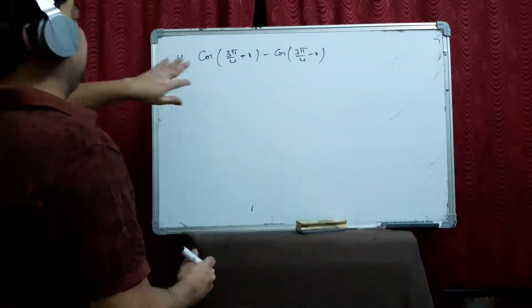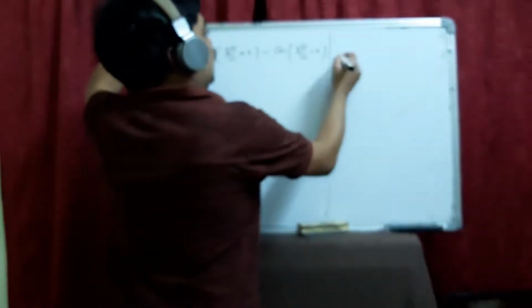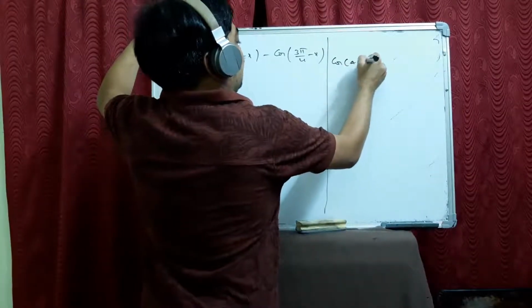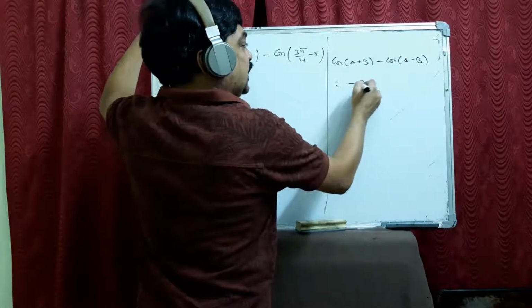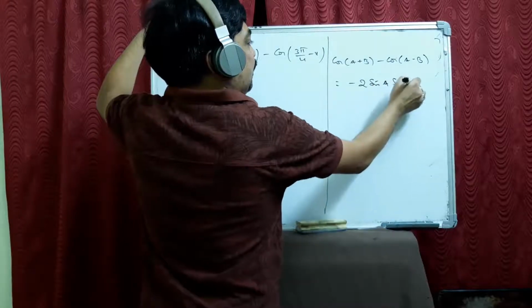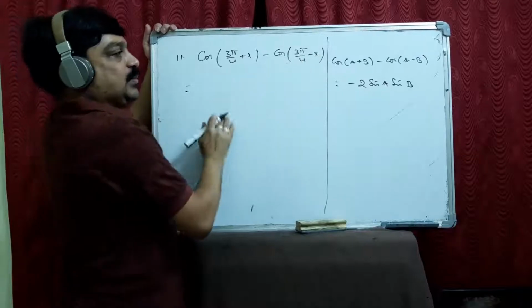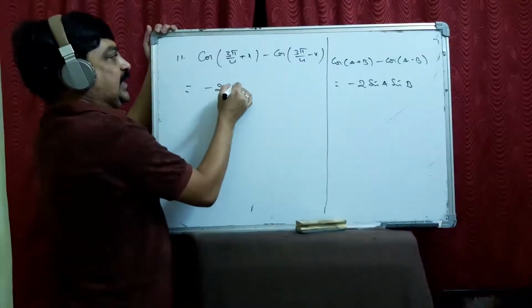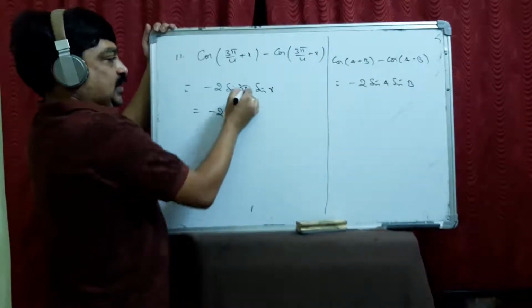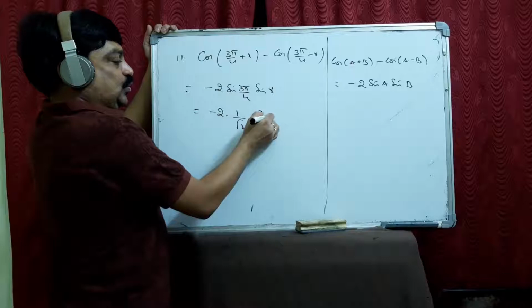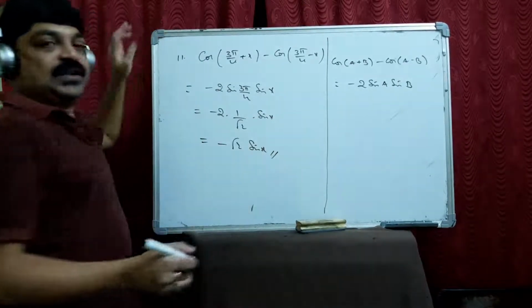See, with this, how to apply the formula? I tell you, I write the formula here. Cos A plus B minus cos A minus B is the formula of minus 2 sin A sin B. So you can directly write cos A plus B minus cos A minus B, it becomes minus 2 sin A, A is 3 pi by 4, sin B sin x. My sin 3 pi by 4 is 1 by root 2 into sin x. It becomes minus root 2 sin x. Okay.